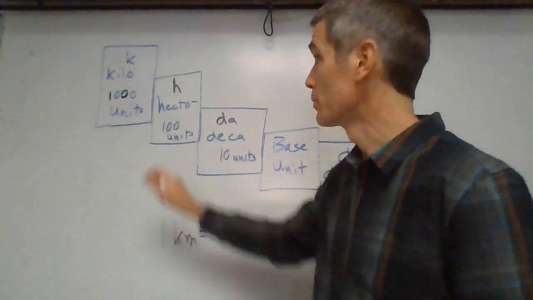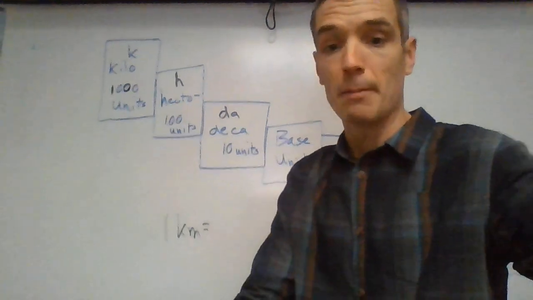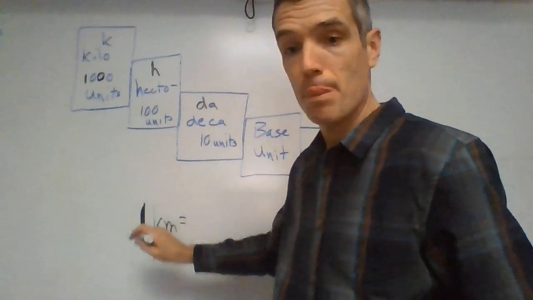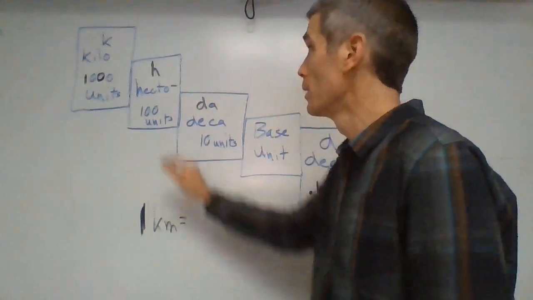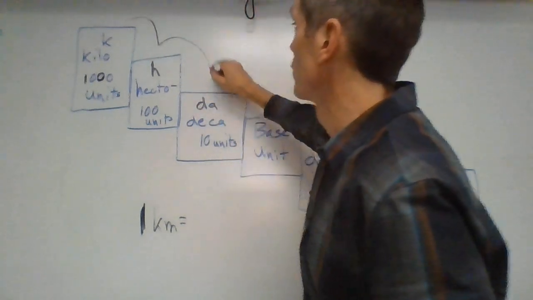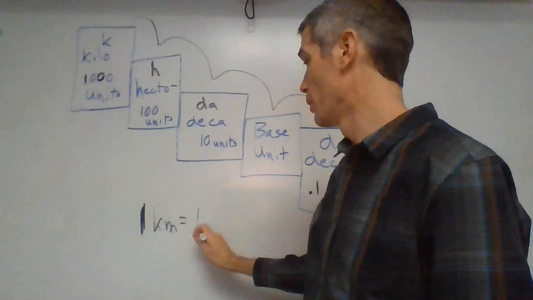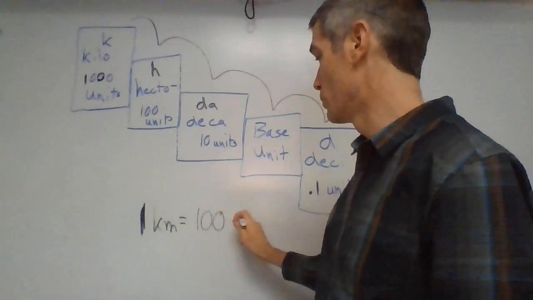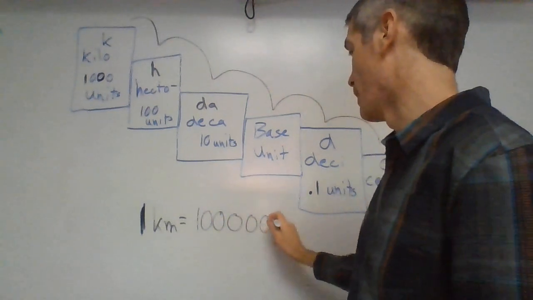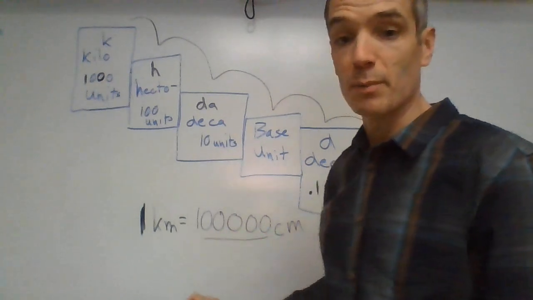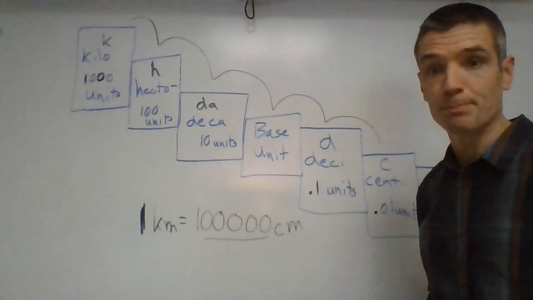So if I had a kilometer, how many centimeters would that be? All right, 1 kilometer. So that's 1, 2, 3, 4, 5 jumps. There's 100,000 centimeters in 1 kilometer.